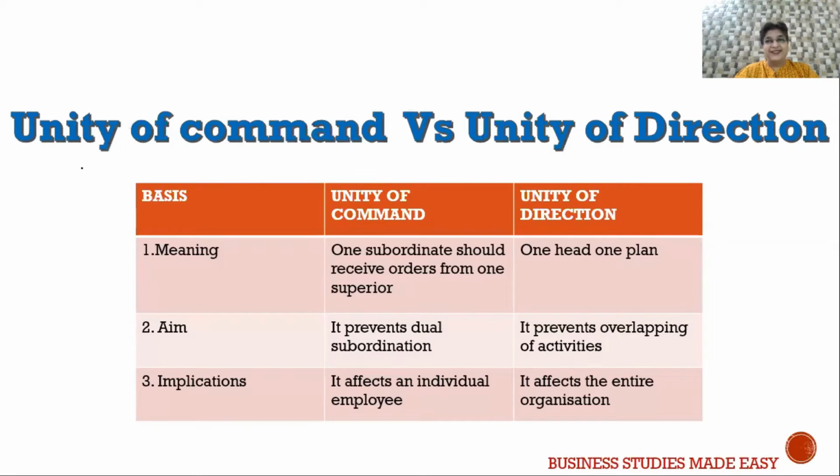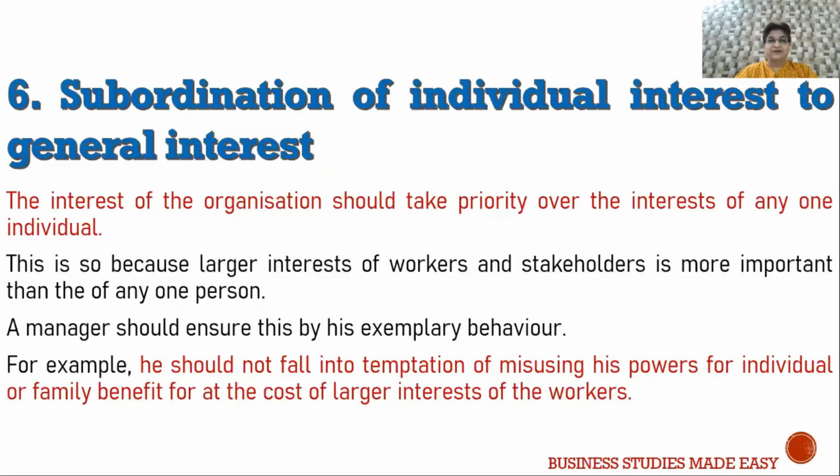Then, unity of direction and unity of command, you need to know the difference between them. Under unity of command, one subordinate should have one superior, and unity of direction is one head, one plan. The aim of unity of command is to prevent dual subordination, and the aim of unity of direction is to prevent overlapping. There should not be any overlapping. No two divisions should overlap. And in terms of implication, unity of command affects each and every individual, whereas unity of direction affects the entire organization.